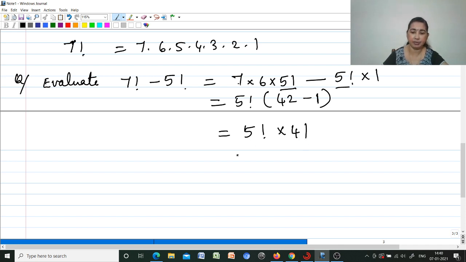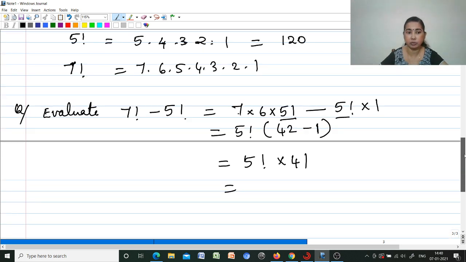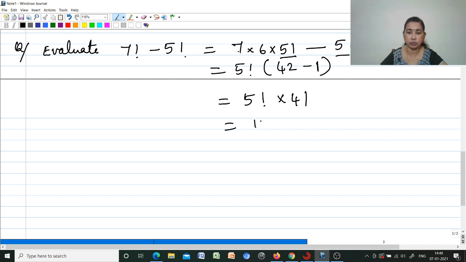So how much is 5 factorial? 5 factorial we have already discussed here. It is 120. So 120 into 41 is equal to 4920. Or you can find out what is 7 factorial and what is 5 factorial, then subtract. Both can be done.